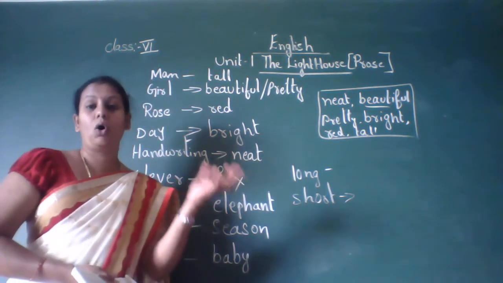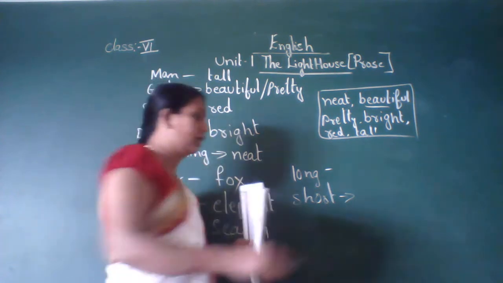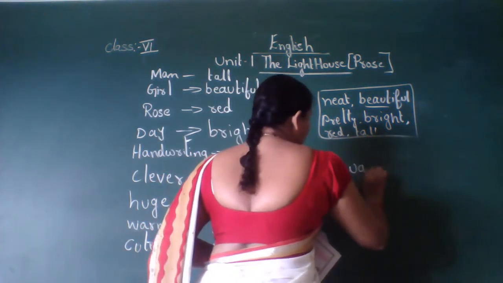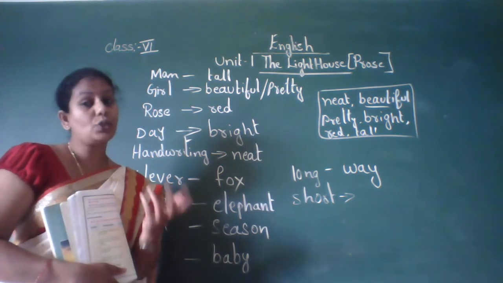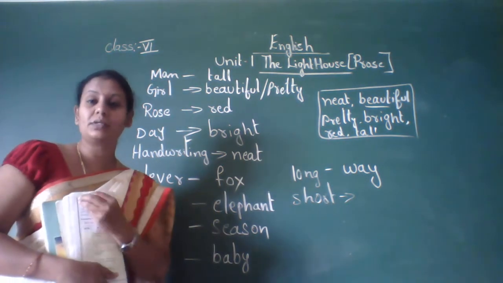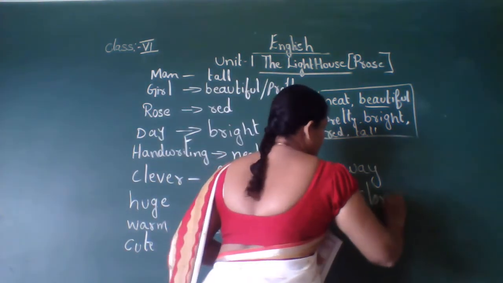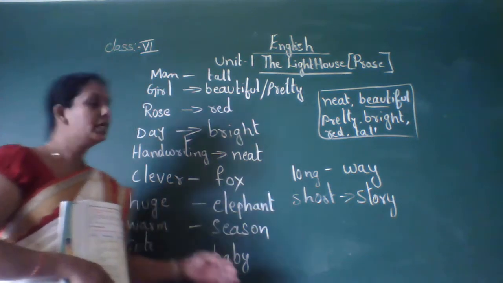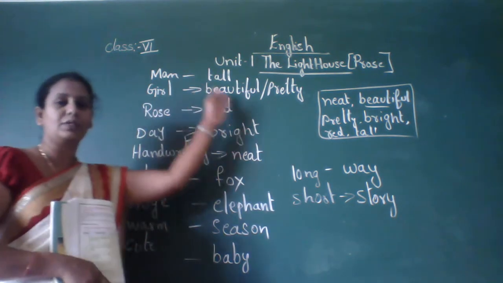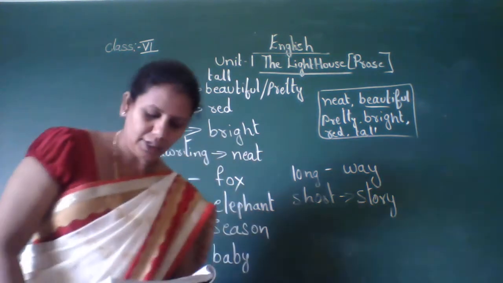Then long. She is having long hair or a long waist. Then short. Short story. This is a short, simple, sweet story. So here they have given describing words and we have written the phrases. Here they have given the phrases and we have written the describing words. Understood, children? Yes. We will move to the next one.